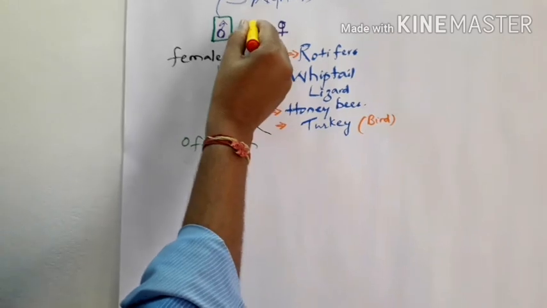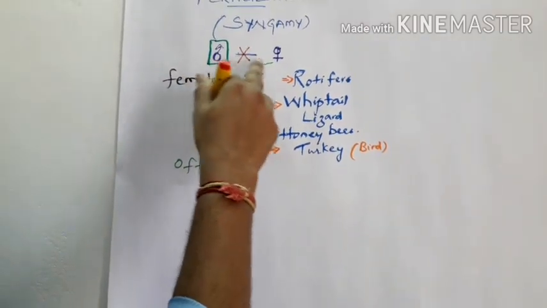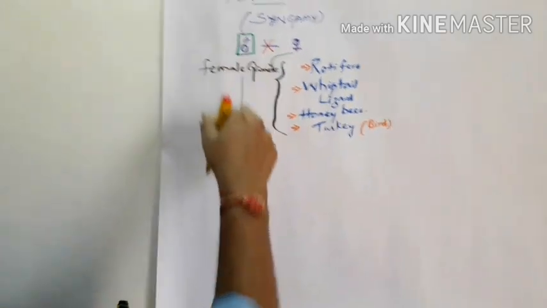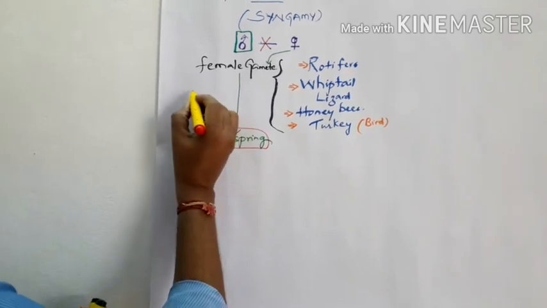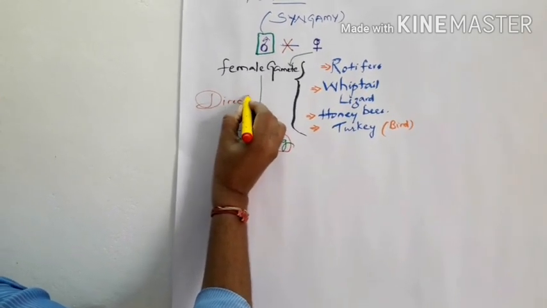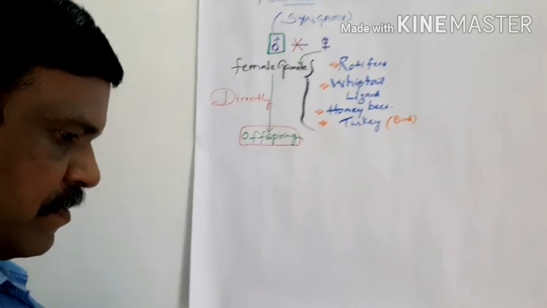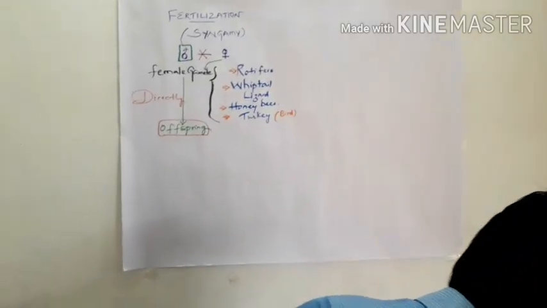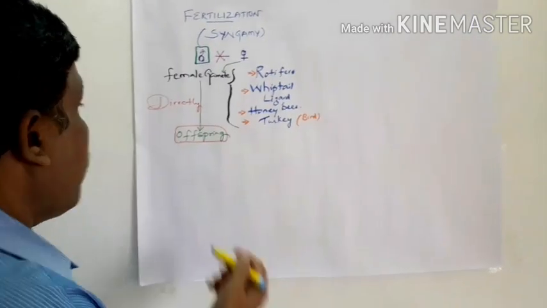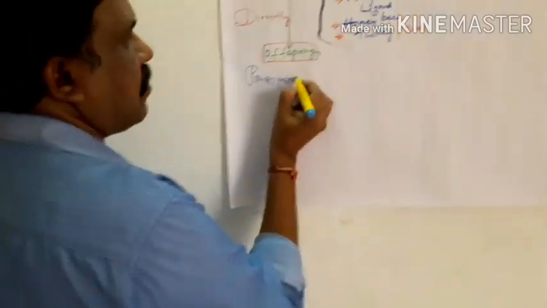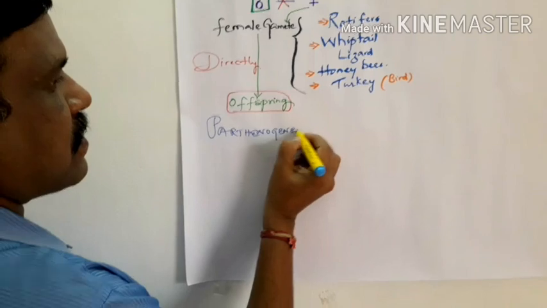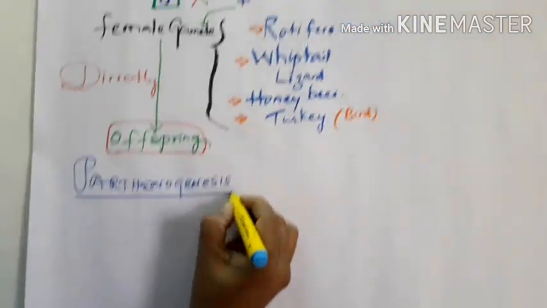So let me put a cross here. There is no fusion with the male gamete. So directly the female gamete forms the offspring. Directly they are resulting into the offspring. So this process, dear friends, is called parthenogenesis.